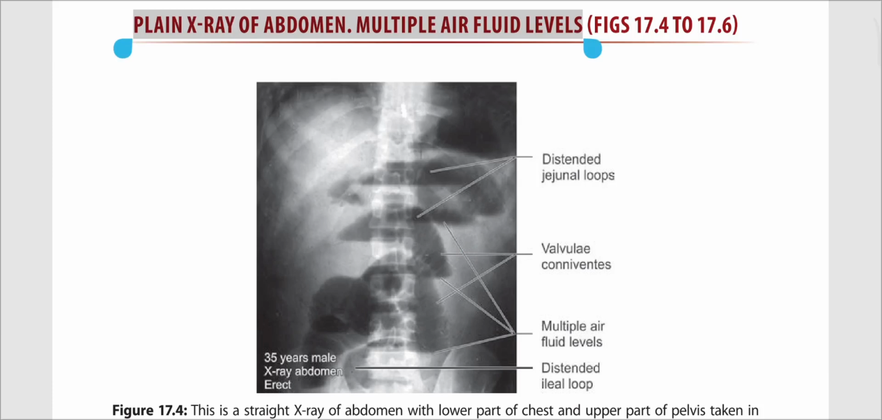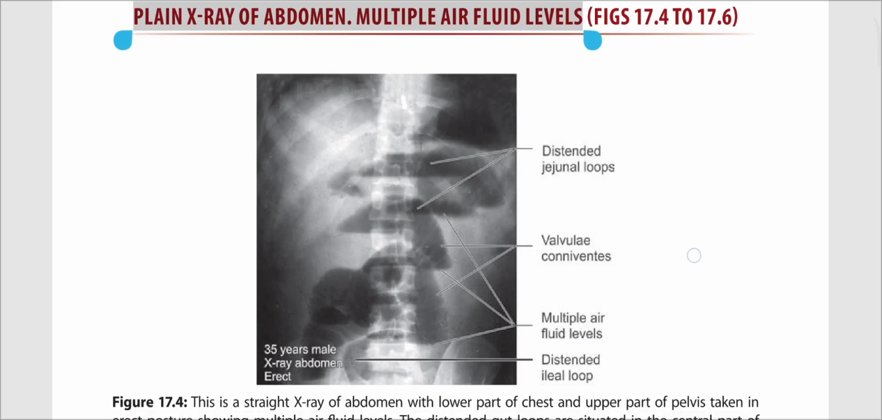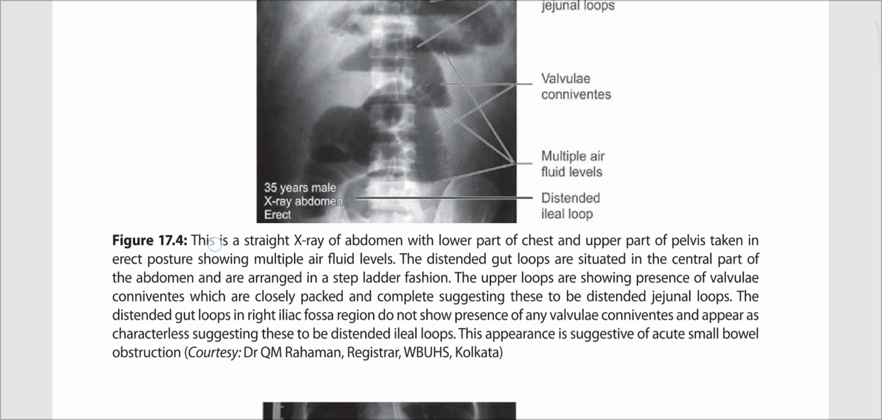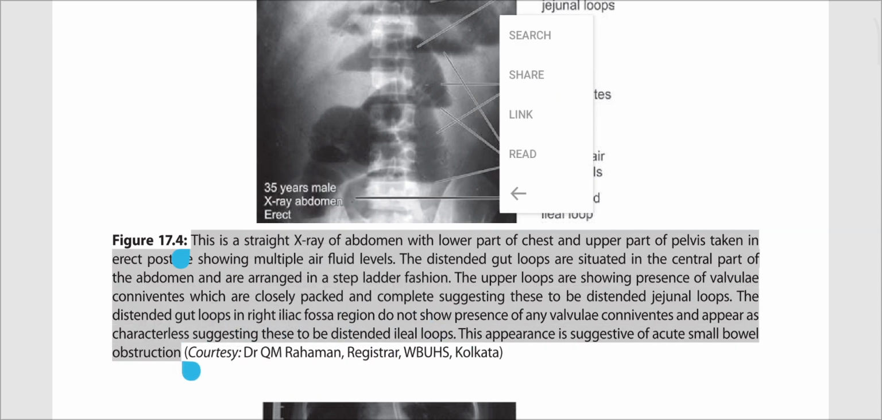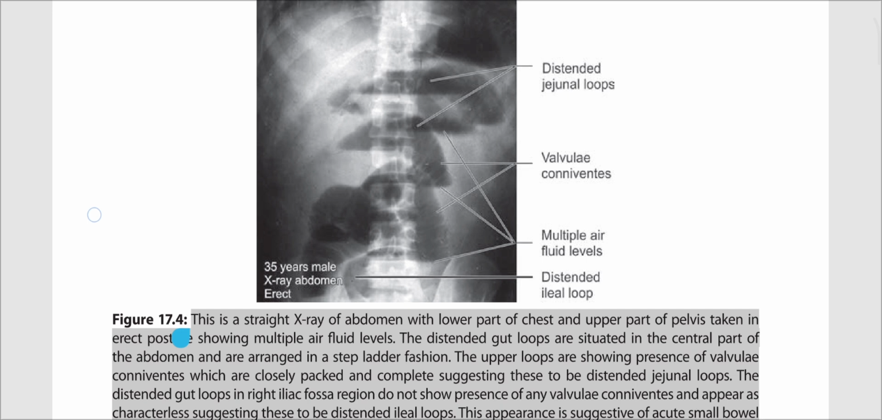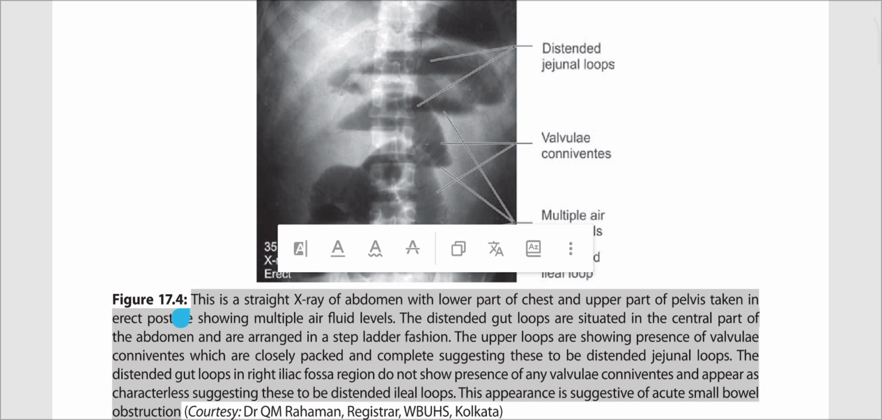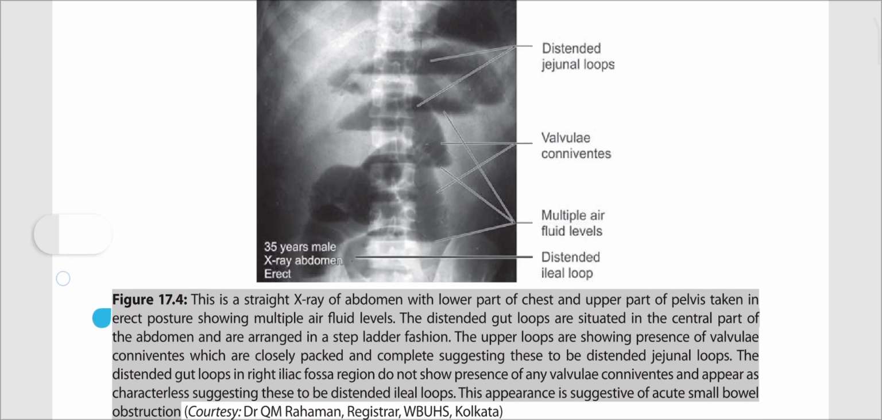Plain X-ray of abdomen. Multiple air fluid levels. This is a straight X-ray of abdomen with lower part of chest and upper part of pelvis taken in erect posture showing multiple air fluid levels.